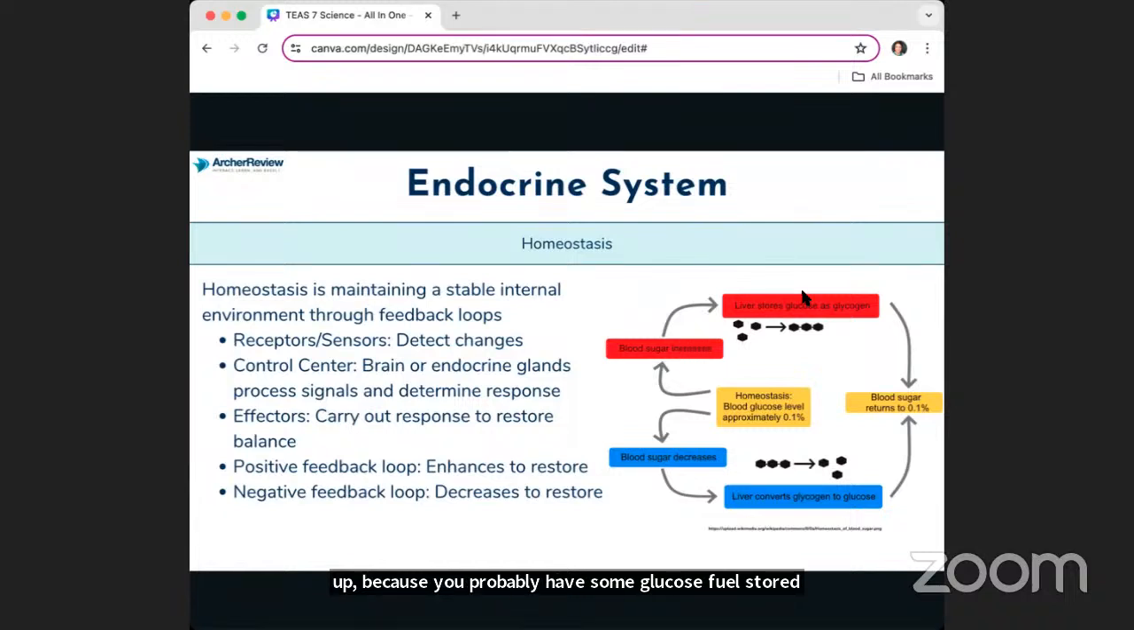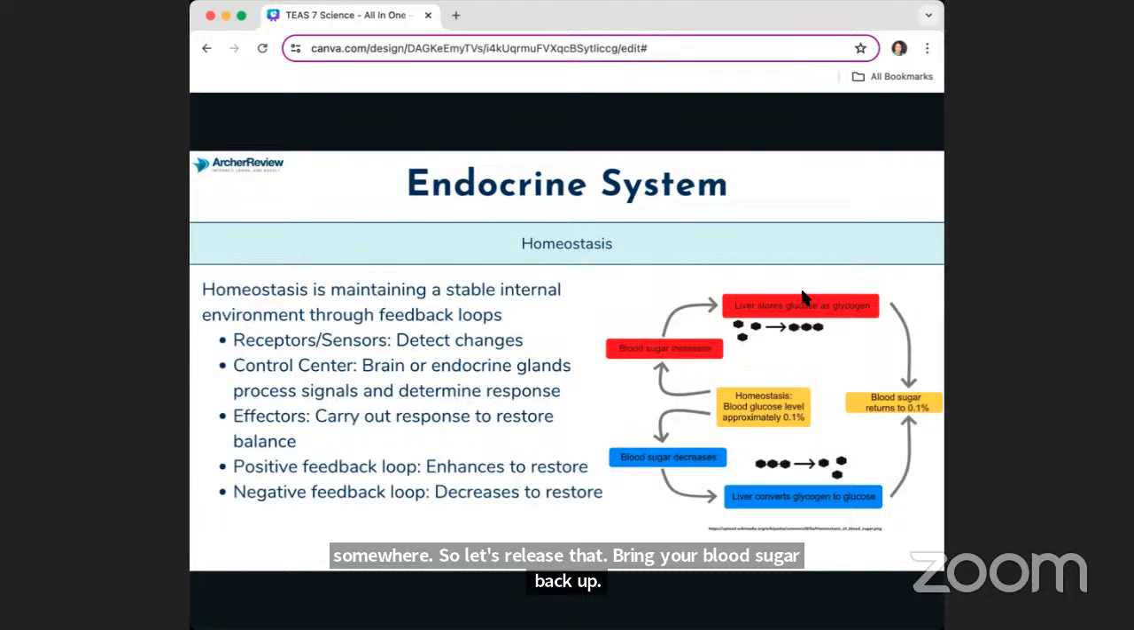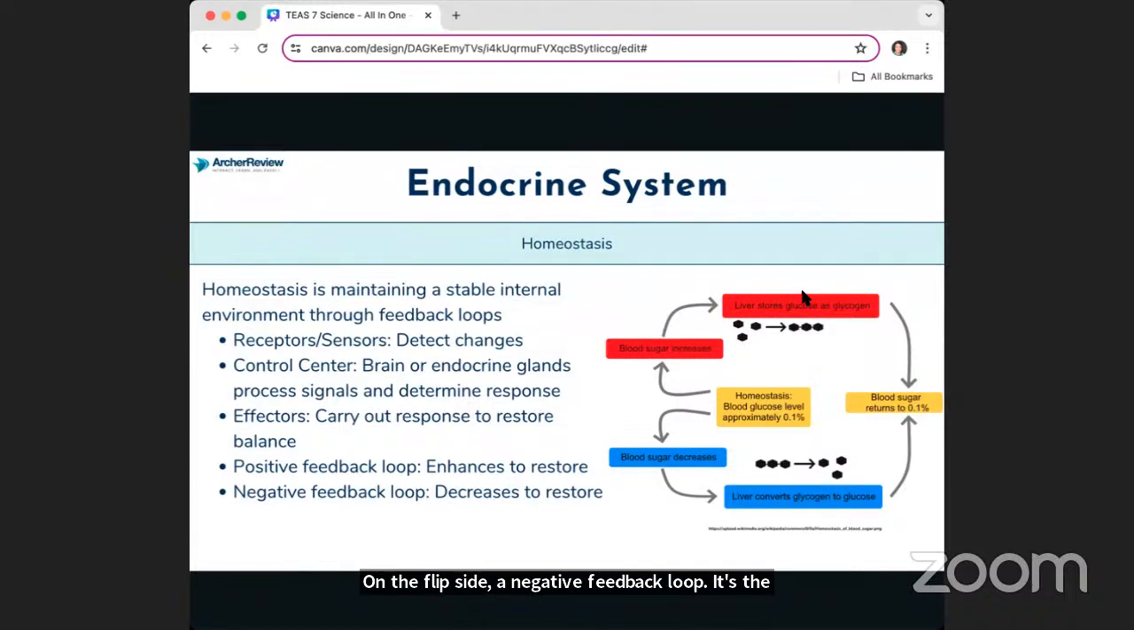On the flip side, a negative feedback loop is the opposite. You've got too much and you need to reduce, decrease, diminish those levels in order to restore and get yourself back into homeostasis. So it's always going to be one of those two, positive or negative, always happening to keep your internal environment stable.